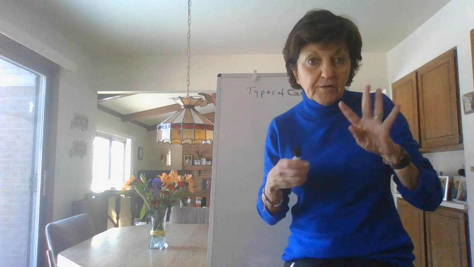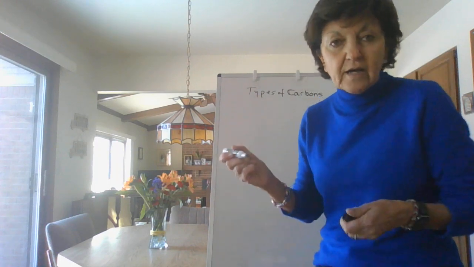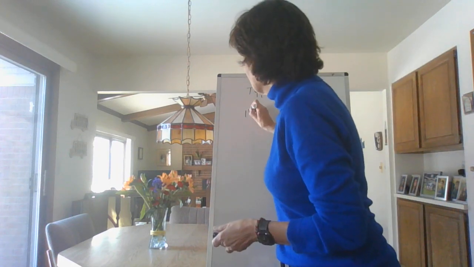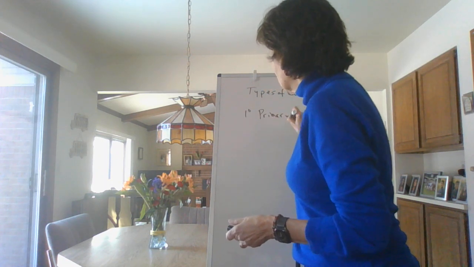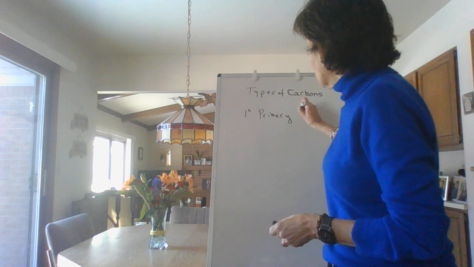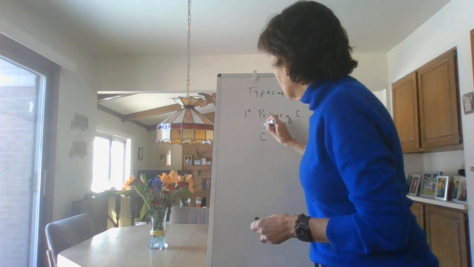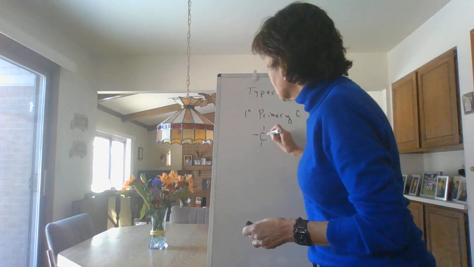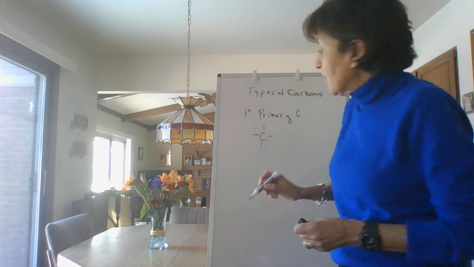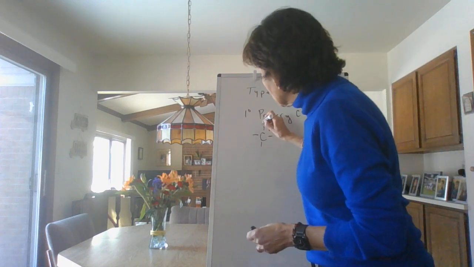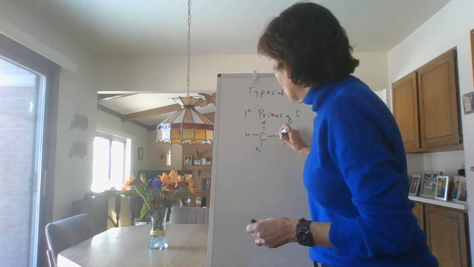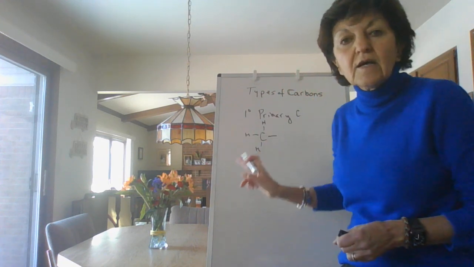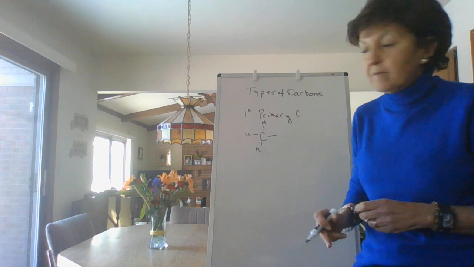types of carbon. Okay, there are four different types of carbon in an organic molecule. There's a primary carbon, and a primary carbon is a carbon that has, well, we already know that carbon always has to have four bonds, right? But a primary carbon, three of the bonds are connected to hydrogens, and only one of the bonds is connected to another carbon, okay?